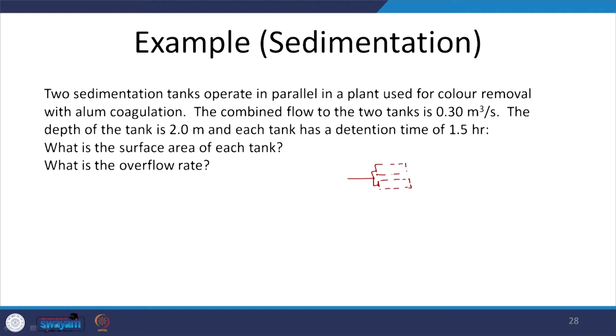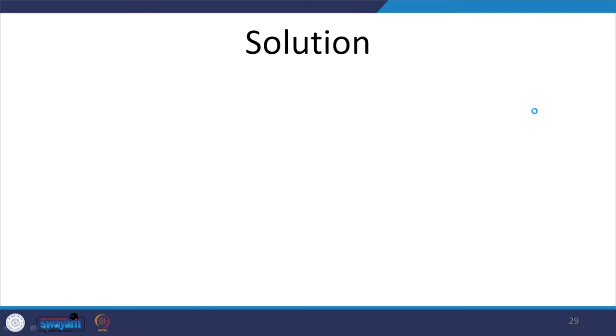The combined flow rate is 0.3, so through each it will be 0.15 meter cube per second, right? And the depth of each tank is 2 meters, and each tank has a detention time of 1.5 hours. So what is the surface area of the tank, right? And what is the overflow rate? That is going to be relevant to these particular variables.